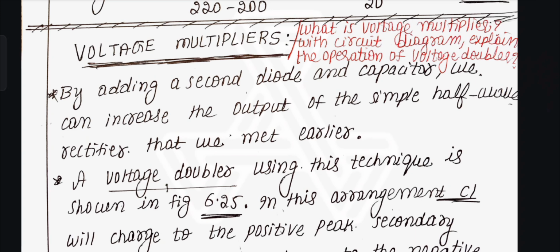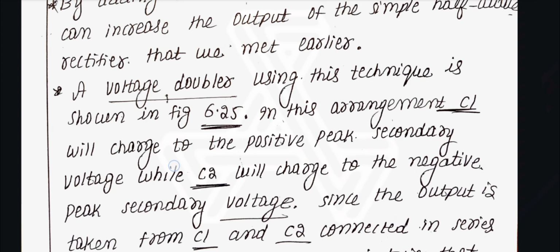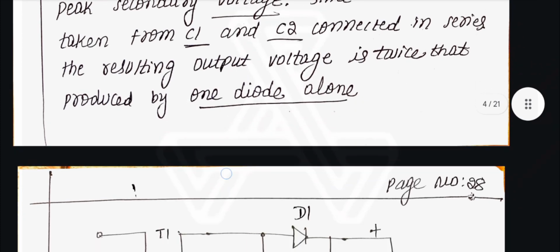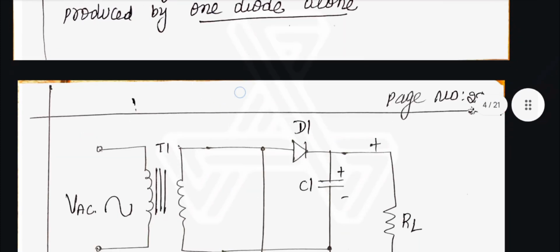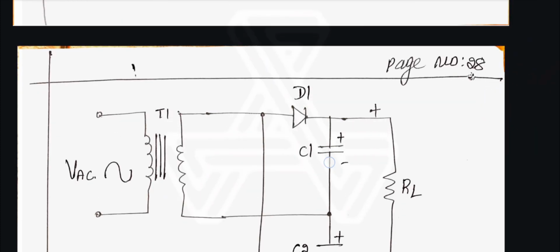Voltage multiplier. By adding a second diode and capacitor, we can increase the output of the simple half-wave rectifier that we met earlier. In the voltage doubler, using this technique as shown in 6.25, C1 will charge to the positive peak secondary voltage, while C2 will charge to the negative peak secondary voltage. Since the output is taken from C1 and C2 connected in series, the resulting output voltage is twice that produced by one diode alone, since both of them will conduct.